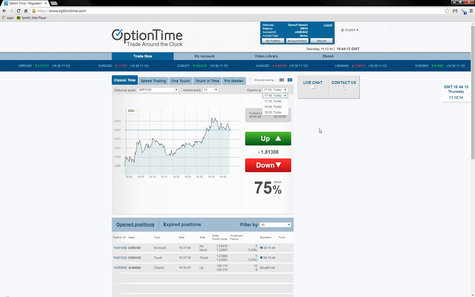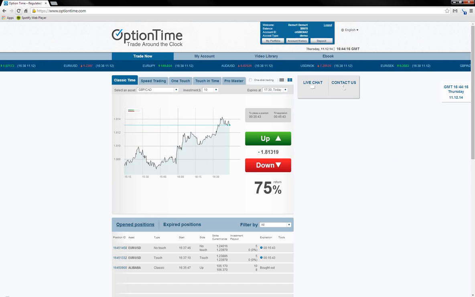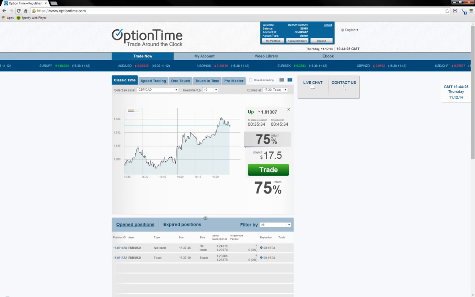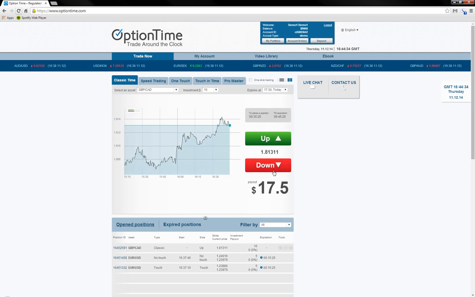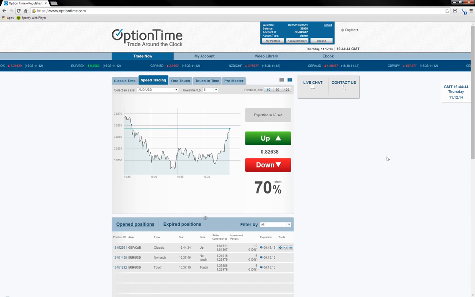Filters for this, they have classic, speedmaster, one touch, and again, touch, no touch. I have a few other trades running. I have a no touch, a touch, and an up, which was a classic. Okay, so classic, what does that mean? Well, let's cover assets first. For assets, they have some stocks, some Forex pairs. They do have quite a few stocks, so if you're into trading stocks, it's pretty good. They also have commodities.